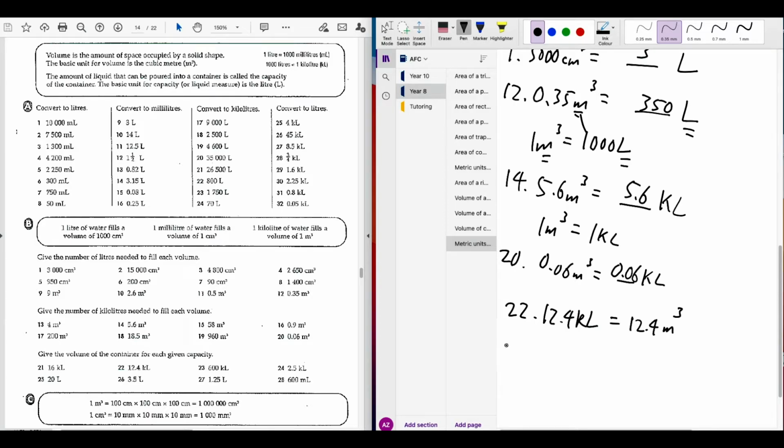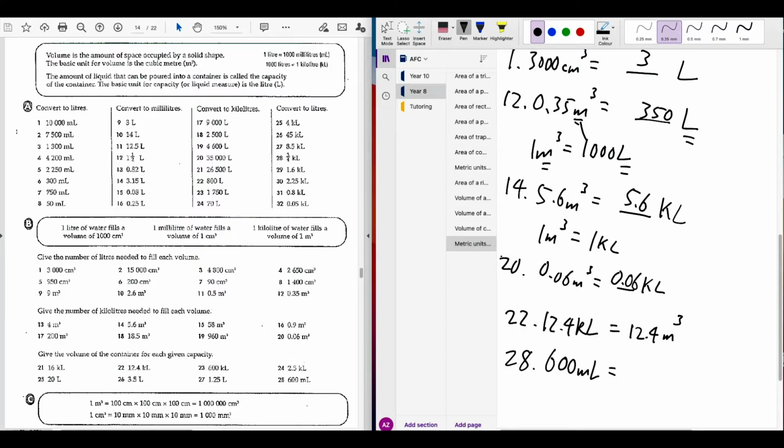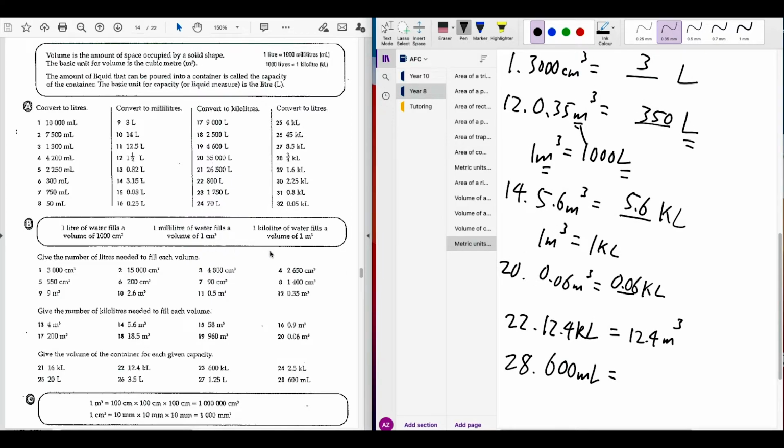Let's have a look at 28. It says 600 milliliters. Now, how would you write this in terms of a volume? Let's just have a look. We know that 1 milliliter is equal to 1 centimeter cubed, right? So if 1 milliliter equals 1 centimeter cubed, then 600 milliliters is just going to give you 600 centimeter cubed, right? So that's your answer for 28.